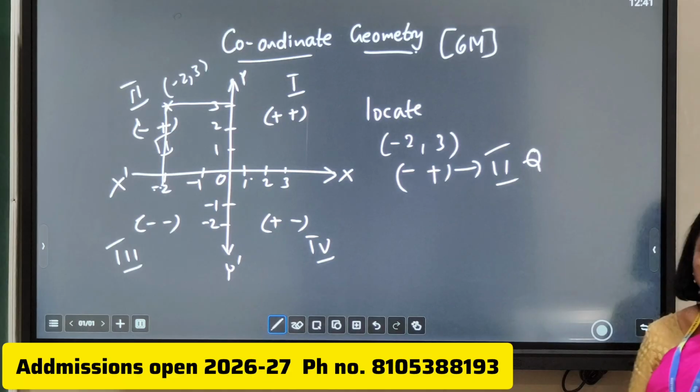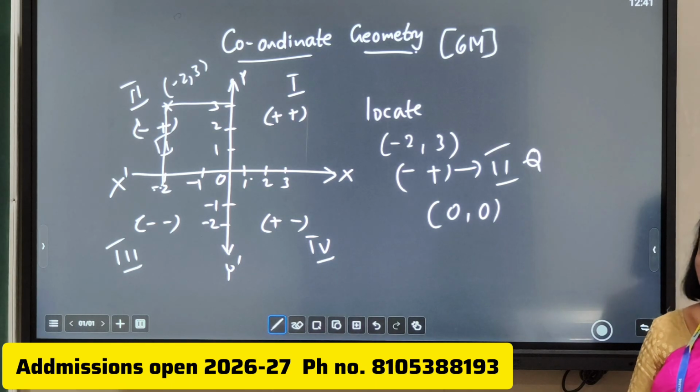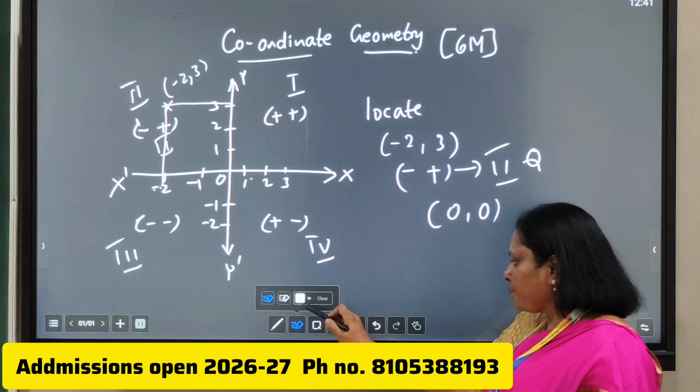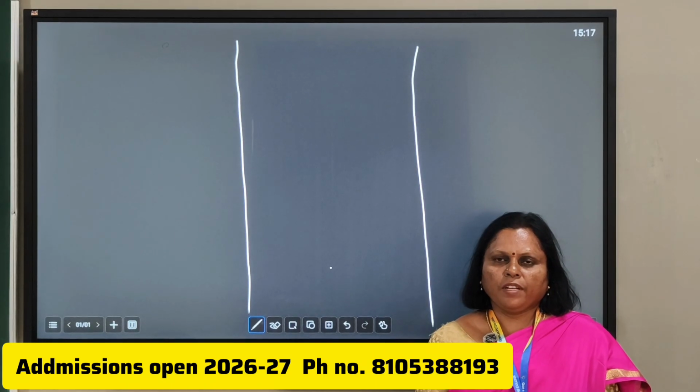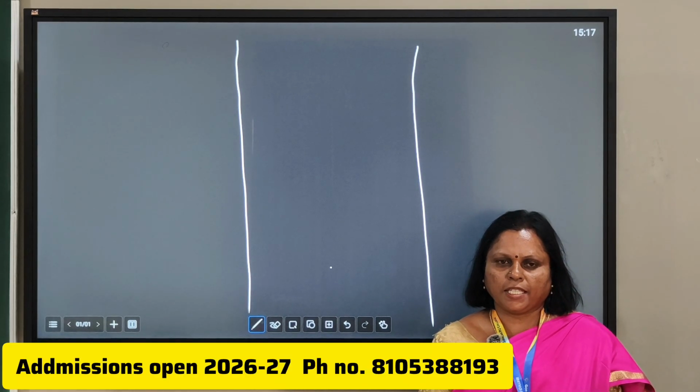And another repeated question is towards origin. What is the point on the origin? It is 0, 0. These 2 questions many times I have asked children. Please go through this. In coordinate geometry, we will have 3 important formulas which we will discuss now, which is most important for SSLC board examination.